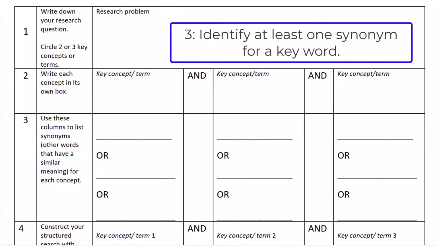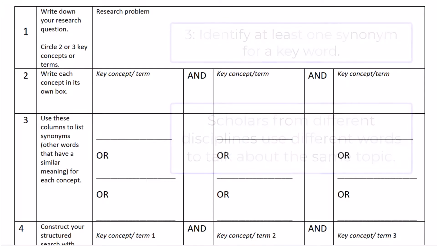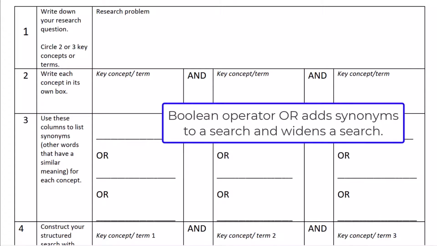3. Identify at least one synonym for each key concept. Depending on their discipline, scholars use different words to talk about the same topic. For example, geographers will talk about climate change differently than biologists or historians. You may need synonyms if initially you do not find enough relevant material, or if you need to think about a topic from multidisciplinary perspectives. The Boolean operator OR will be used to add synonyms to your search, or widens your results to those in which any of these keywords appear.